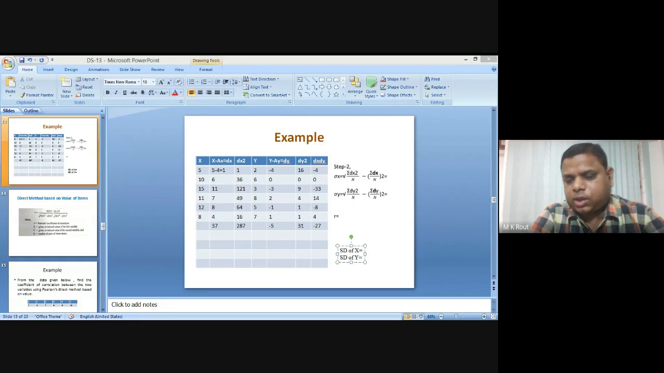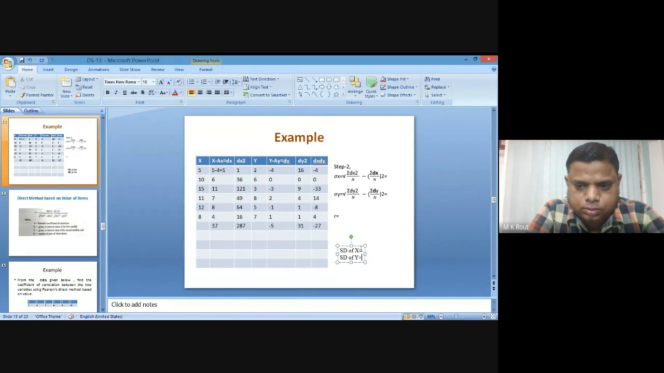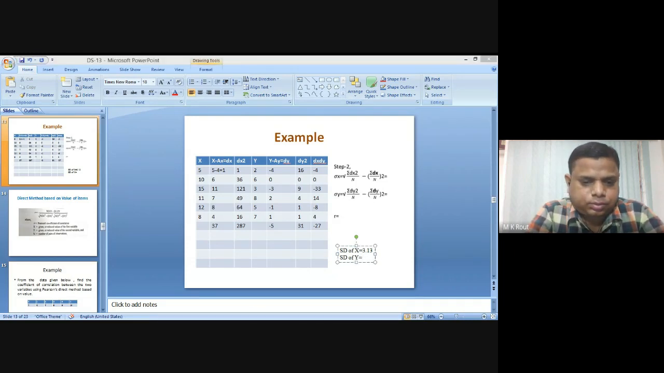Priyanka Manti, what is the value of standard deviation of x or sigma x? 3.13. Those who have not finished, just check your answer. And standard deviation of y. Okay, Sakshi, you are taking an extreme value. That is 3.13.